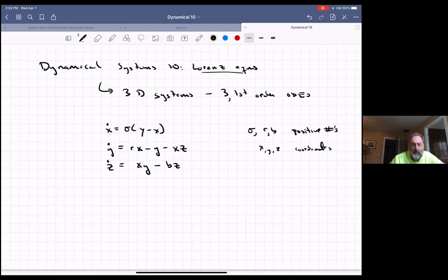And one thing to notice here is that there's really not a lot of nonlinearity. These are nonlinear because we have an x times a y and an x times a z, right? So there's a nonlinear term here and there's a nonlinear term there. And everything else is pretty darn linear. I mean, this is not a particularly crazy looking nonlinear system. But, okay, so it has some nonlinearity to it. There's products of x and y and x and z.